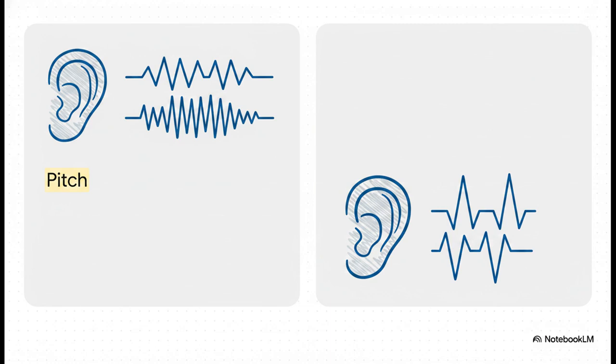It mostly boils down to two main things. First up is pitch. The pitch of a sound, how high or low it sounds to your ear, is determined entirely by the frequency of the wave. A higher frequency literally equals a higher pitch. The second thing is loudness. How loud a sound is depends heavily on the amplitude of the wave. A bigger physical disturbance means a lot more energy, and that translates to a much louder sound hitting your ear.